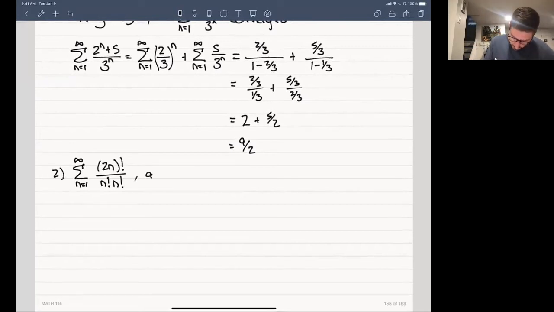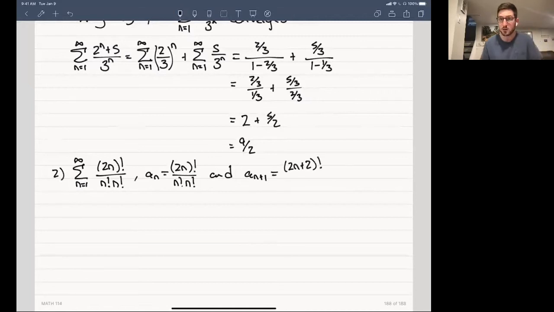So in our case, we have a_n is equal to 2n factorial divided by n factorial times n factorial, and a_(n+1) is equal to, in this case, 2n plus 2 factorial, because the 2 is distributing onto the n and the plus 1, and then n plus 1 factorial times n plus 1 factorial.